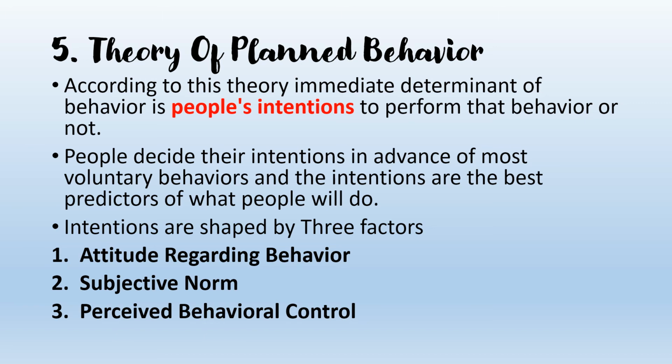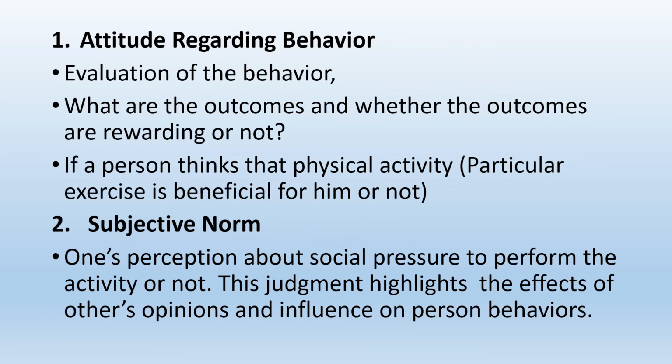So people's intentions and reasoning are the main focus of this theory. Intentions are shaped by three factors. Number one, attitude regarding behavior. Number two, subjective norms. And number three is perceived behavioral control. Number one factor is attitude regarding behavior. Here a person evaluates the behavior, whether I have to perform this action or not, and what will be the outcomes of this behavior, whether the outcomes are rewarding for me or not.